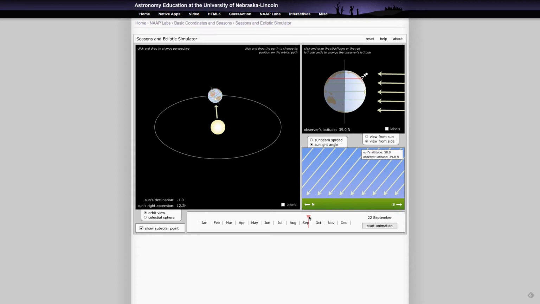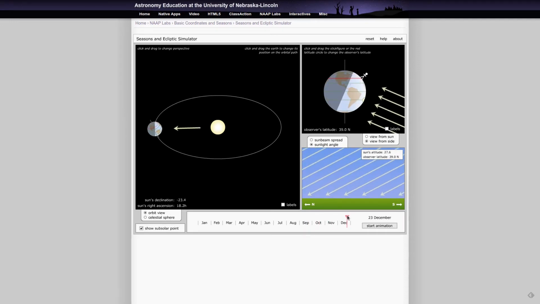And as we move from the September equinox with the subsolar point at the equator, we're moving to the December solstice. And you can see the angle of the sun now, it's only 27 degrees. You can see the subsolar point is in the southern hemisphere, 24 hours of daylight, 24 hours of night. I hope you find this useful. I hope it solidifies and makes more concrete the relationship between Earth and the sun.